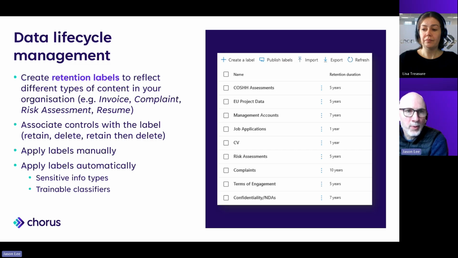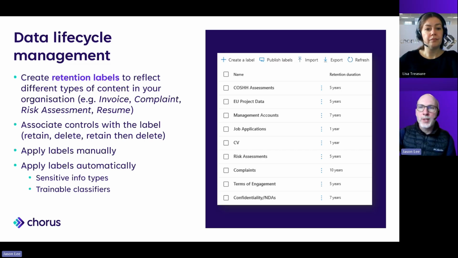So we create those retention labels to reflect different types of content. So it could be things like invoices, complaints, risk assessments, CVs or resumes. We associate controls with those labels, and the control could be to either protect the content from deletion, to delete it automatically after a certain length of time, or to do both, to keep it for a certain length of time and then delete it automatically. And we can apply those labels either manually, by setting defaults on particular locations, so defaults on SharePoint libraries, or automatically using some of the tools that we looked at earlier.